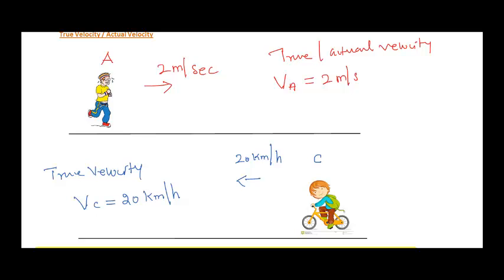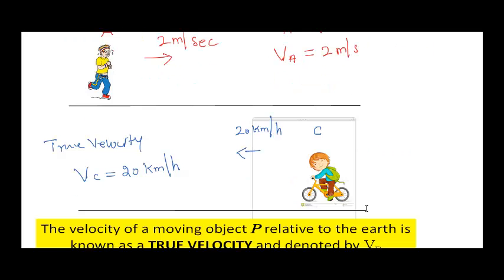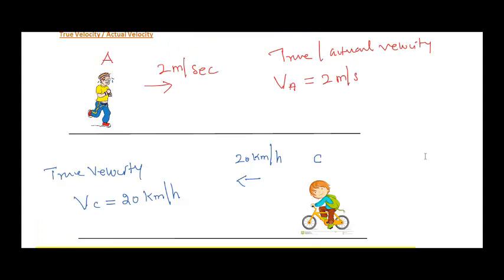Look at the second diagram. A cyclist is cycling from east to west at 20 kilometers per hour. So here the true velocity is represented by VC. C stands for the cyclist, so VC stands for velocity of the cyclist, 20 kilometers per hour. Here we are saying this velocity is the true velocity.